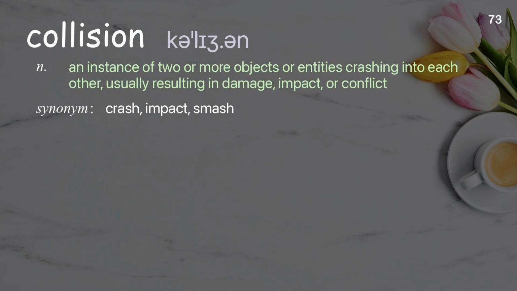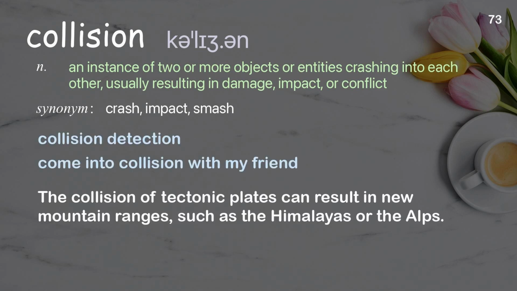Collision. An instance of two or more objects or entities crashing into each other, usually resulting in damage, impact, or conflict. Examples: Collision detection. Come into collision with my friend. The collision of tectonic plates can result in new mountain ranges, such as the Himalayas or the Alps.